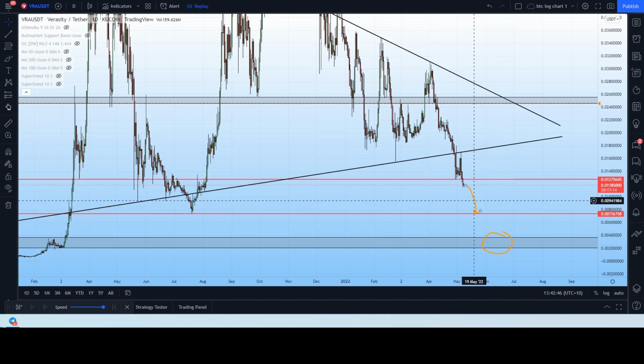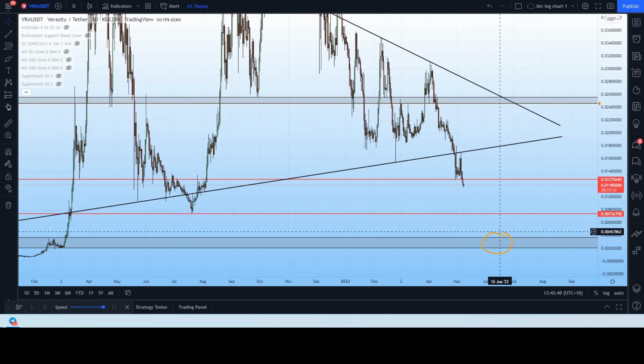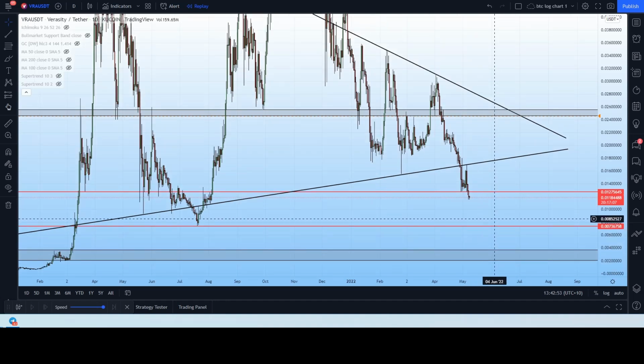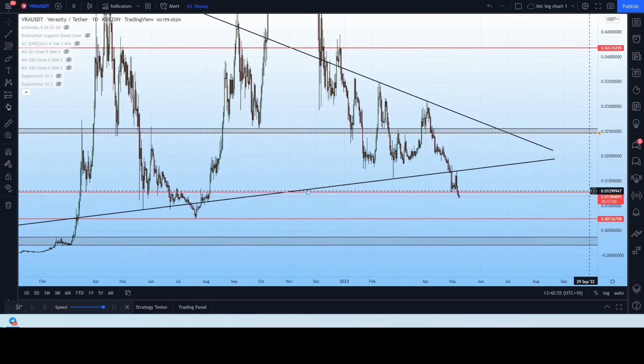It is looking, according to our market structures and our supports and resistances and our demand zones, bearish. It is very much in a downtrend. It is looking very much negative, and I wouldn't be expecting this to flip anytime soon.